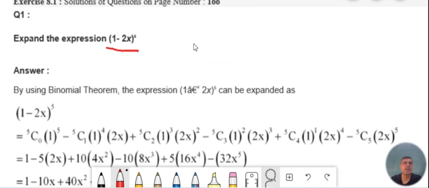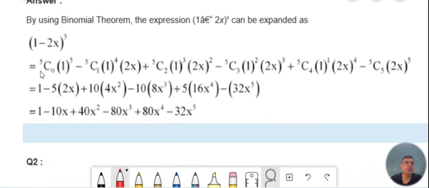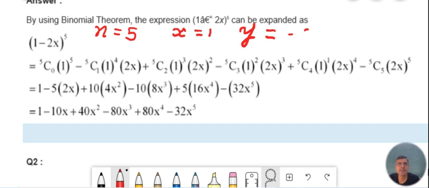Expand (1 minus 2x) raised to 5. Now, using binomial theorem, first of all, 5C0, because n equal to 5. Alright, and if you want to compare with (x plus y), then here x equal to 1 and y equal to, you can say, minus 2x.